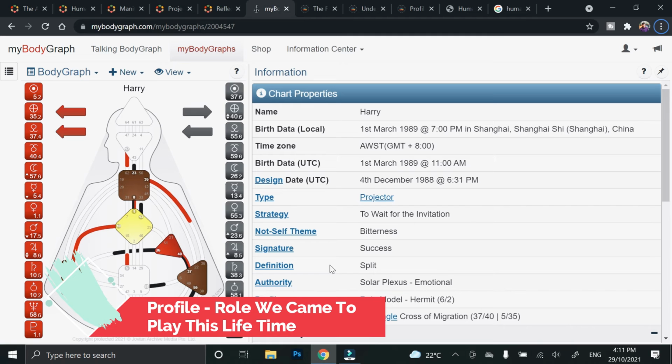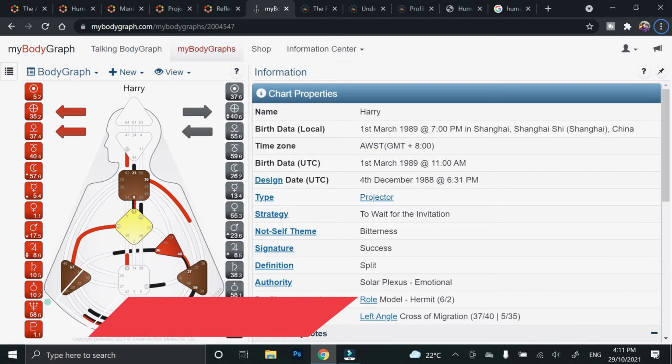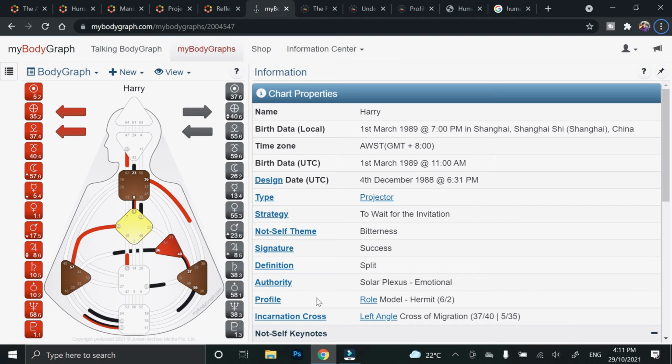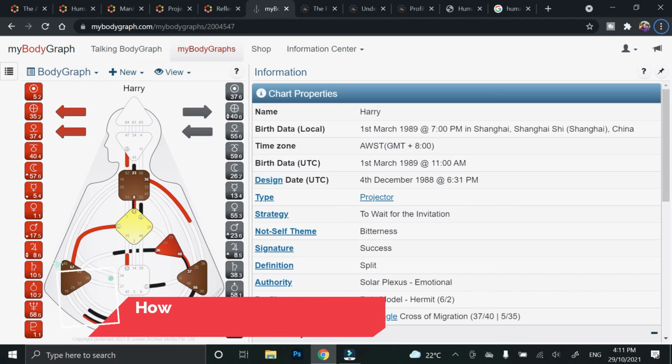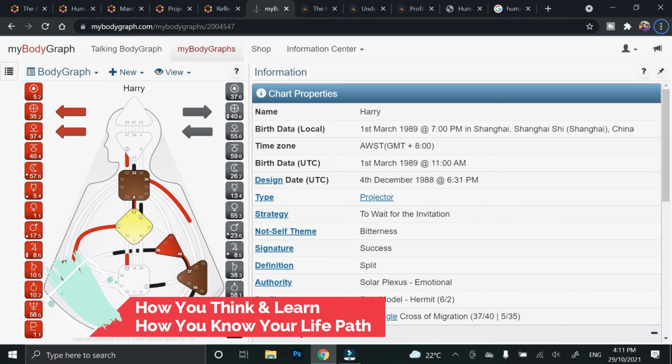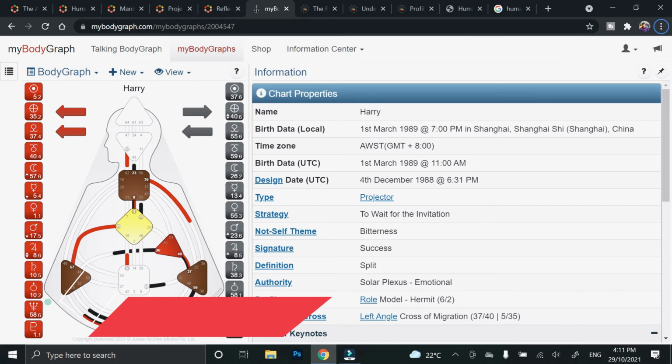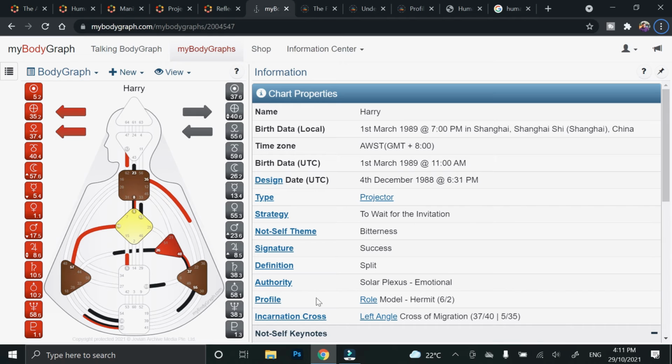Profiles are actually one of those things in human design that we can't really do anything about. But nonetheless, it gives you insight into how you think and learn, how you know your life path and how you move around in this world. Basically, how you approach life, and it can give you perspective as to why we are the way we are, so that we can gain a deeper awareness of ourselves, clear up any potential inner conflict, and also become more self-accepting and self-understanding.